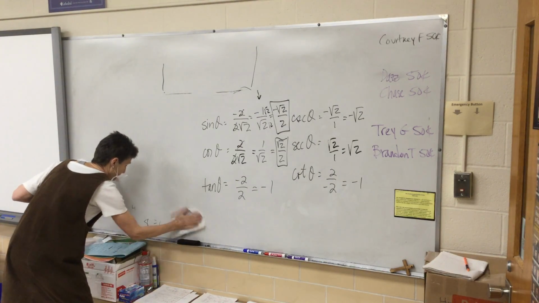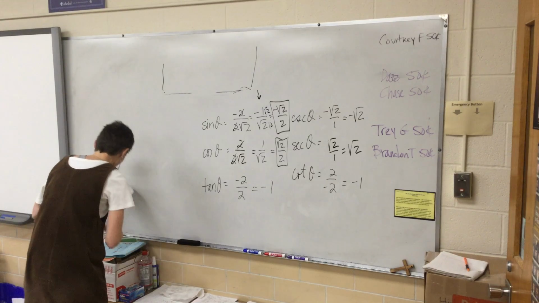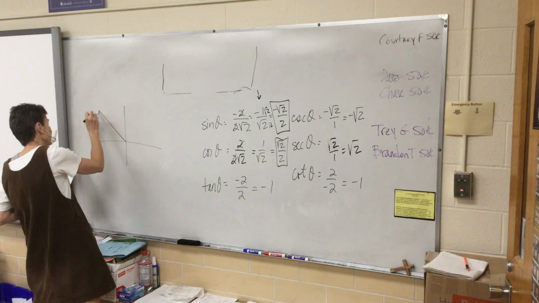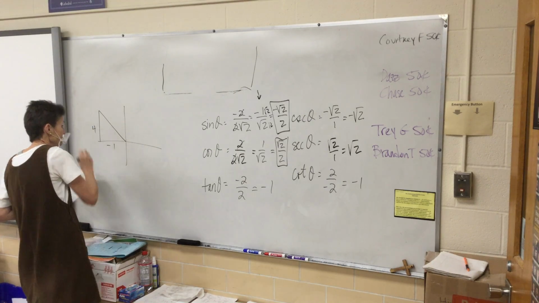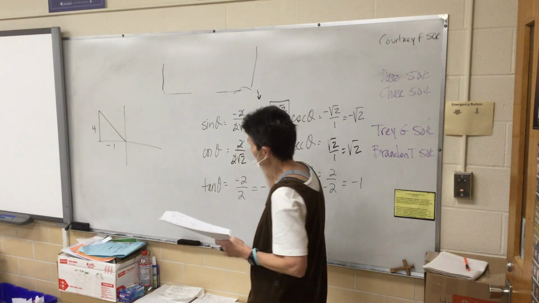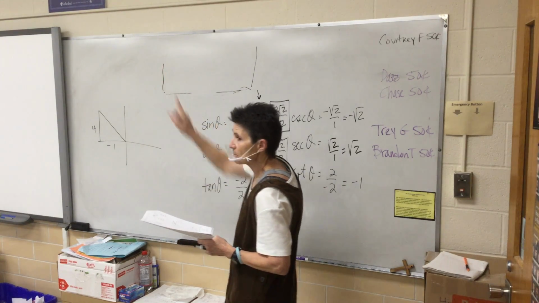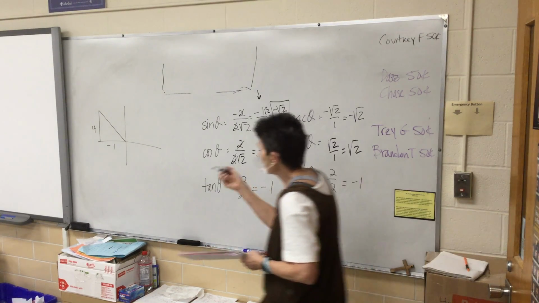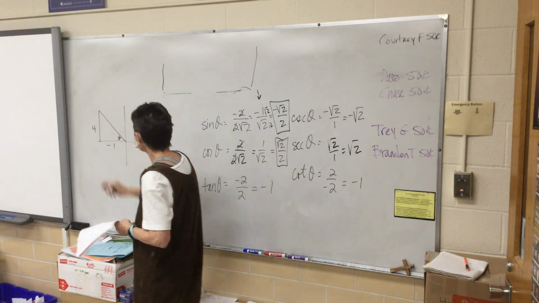Okay, let's look at the next one. This point is -1, 4. So this point is actually in quadrant 2. X is negative, Y is positive. Theta, as always, is at the origin.